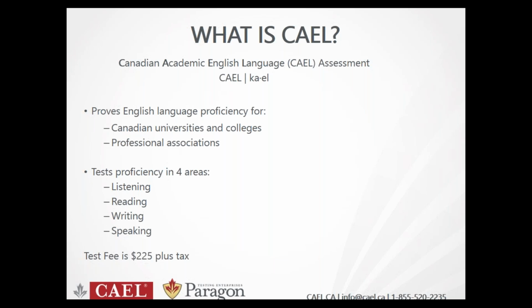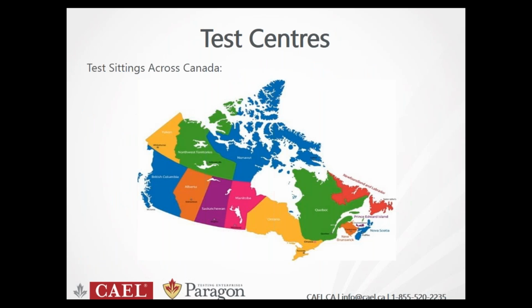The CAEL does test your English language proficiency in 4 different areas: listening, reading, writing, and speaking. And the test registration fee is $225 plus tax. We do have test centers all across Canada. So in every province in Canada, if you're in a major city especially, you should have no problem finding a test center. If you go onto our website, www.cael.ca, you will be able to see all of our test centers. We are always looking to add more and more.